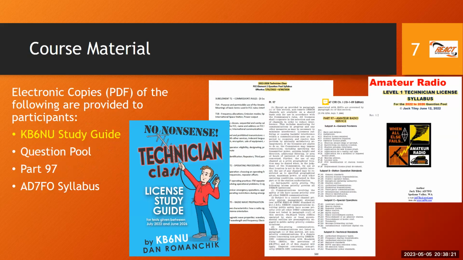All right, so again, just a reminder, all participants should have received the documents that are listed on your screen. And we are using the No Nonsense Technician Class License Study Guide by KB6NU, Kilo Bravo 6 November Uniform. That's the book that we are using. So if anyone has not received these books or this material, please send an email or WhatsApp and we will rectify.